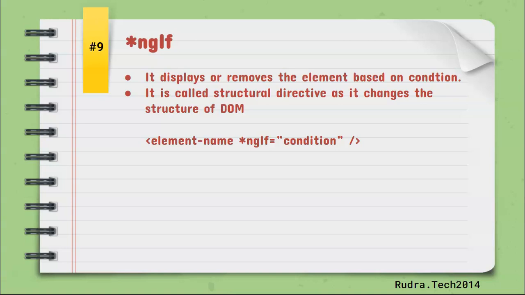Now the syntax for ngIf is very simple. We have element name, then star. Star is treated as a syntactical sugar to denote it as a structural directive. ngIf equal to condition. Now these conditions will be similar to what we have in the normal if. There will be or, and, boolean evaluation. So the output of this condition has to be a boolean output. That means it has to be either true or false. Based on that, this particular element will be displayed or removed.